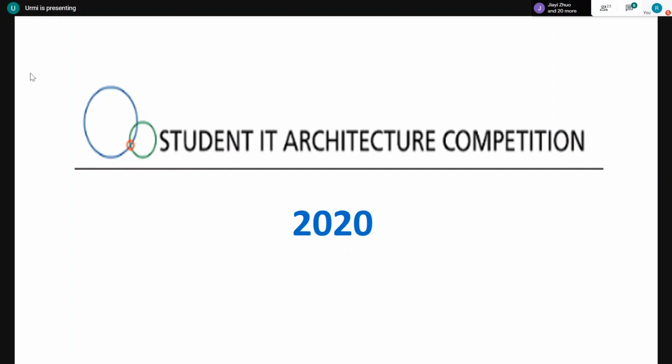Let's get going. Well, first and foremost, welcome to the Student IT Architecture Competition 2020. This is a fun competition. I've been part of it for the last 5 years. I think this is our fifth year. Rakesh, correct me if I'm wrong, but that's my recollection. Yes, we are in the fifth year.